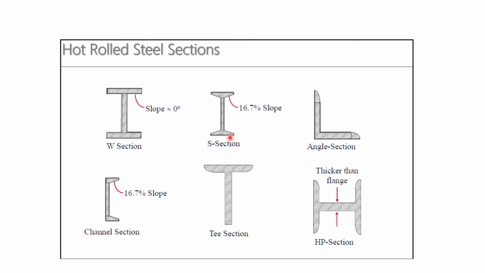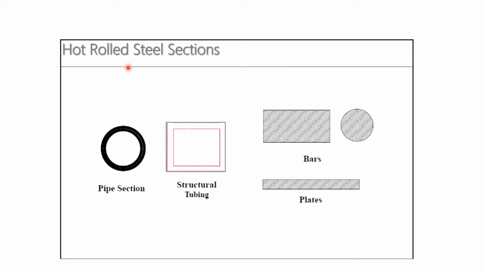When we go for design, we will definitely go for design of sections. We will discuss most of the sections. Here is again a hot rolled steel section, that is a pipe section, a hollow pipe section. Structural tubing, rectangular tube steel sections, bars, plates, and steel rods.